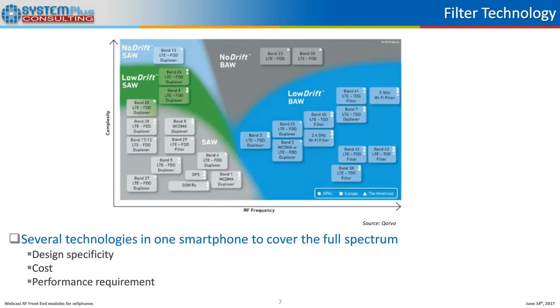In fact, the solution has to cover the whole mobile communication spectrum from the GSM band to frequencies close to the Wi-Fi band. And to do that, we have to use several technologies. For example, for filters, we have SAW filter and BAW filter. And the choice of the supplier is based on the complete smartphone design, discrete or fully integrated, the cost of the modules, and the performance required by the buyer.